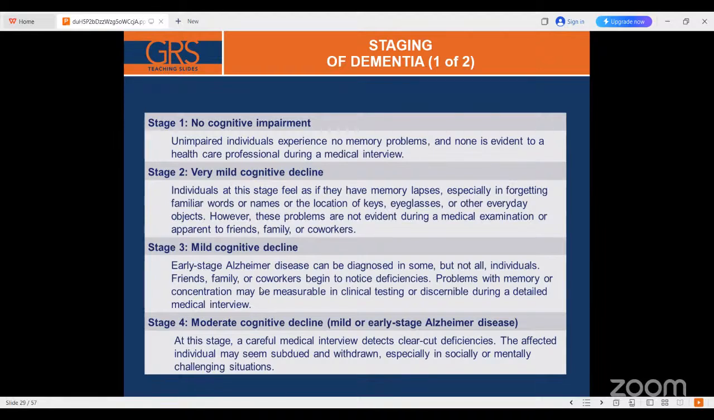Then we have moderate cognitive decline, mild or early stage of Alzheimer's disease. At this stage, a careful medical interview detects clear-cut deficits. At this stage, if we pick up Alzheimer's disease as early as possible and start managing the patient, they can have a beneficial effect of medication in slowing the disease progression.